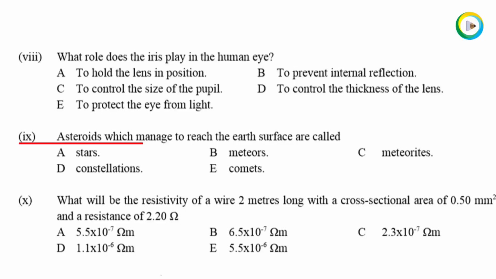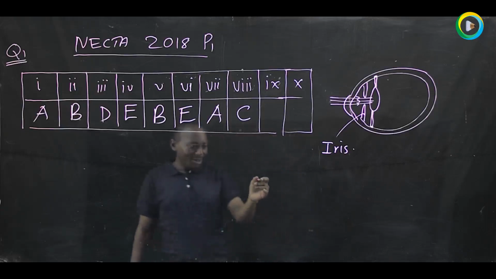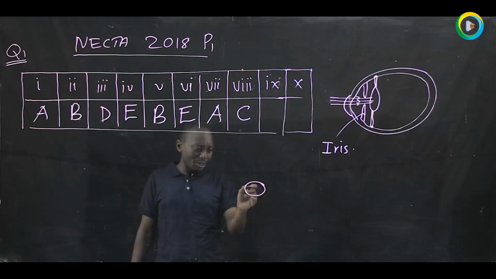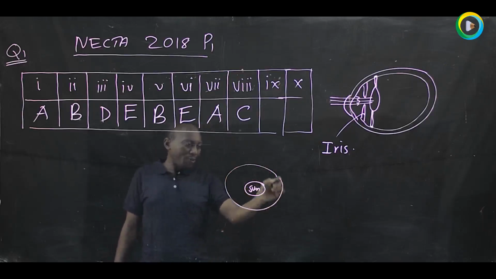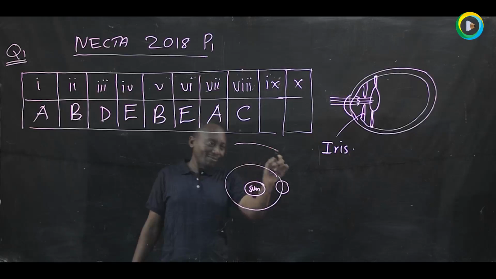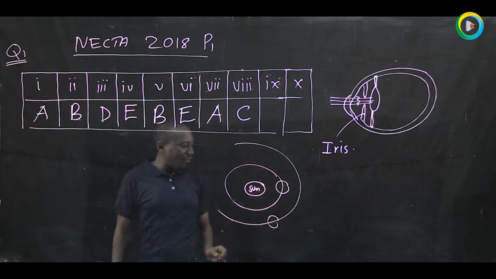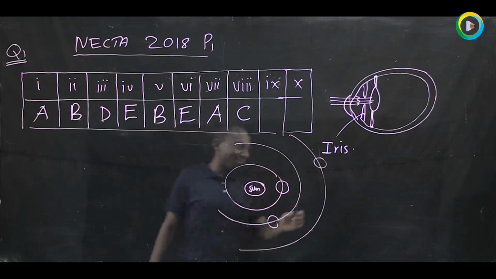Okay, we go to Roman 9. Asteroids which manage to reach the Earth's surface are called. Okay. Asteroids zinakuwa ni mass of stone and rocks. We know that in the solar system we have the sun. We have planets around the sun. We have Mercury here. We have Venus. We have Earth.